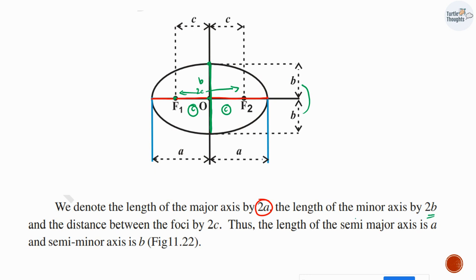Next, the length of the semi-major axis is denoted by a, and the length of the semi-minor axis is denoted by b. So the distance from this point to this point is going to be a. The distance from this point to this point is going to be b. The distance from the center to the foci is going to be c.